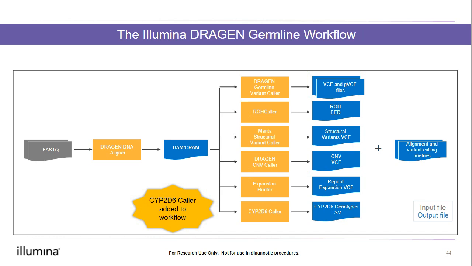CYP2D6 requires a special variant caller because of a wide variety of common structural variants and a similarity to the pseudogene paralog CYP2D7, which makes it difficult to genotype. You can find more details for the CYP2D6 caller in the Illumina DRAGEN BioIT platform user guide.